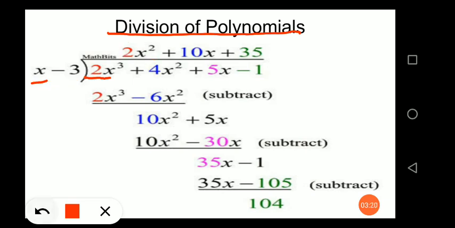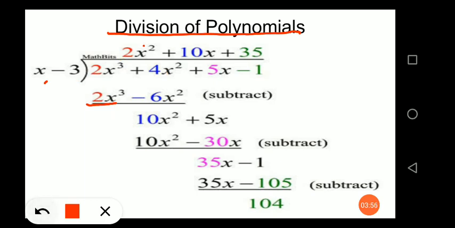So let's multiply and get what will be the answer. X multiplied by 2x square is 2x cube, and 3 multiplied by 2x square is 6x square. Now we have to subtract. In case of subtraction, this is positive, so this becomes negative, and this is negative, so it becomes positive. Then 2x cube cancels. 4 plus 6x square gives 10x square. Till now understood? Now the same process we will repeat.